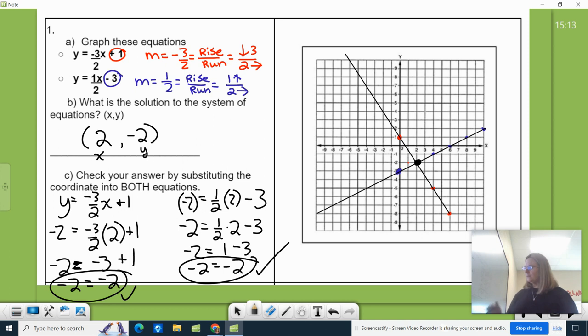So I know I've done this correctly because I've checked my work and in both equations it comes out correct. Okay, so the solution for this system of equations is 2 comma negative 2.